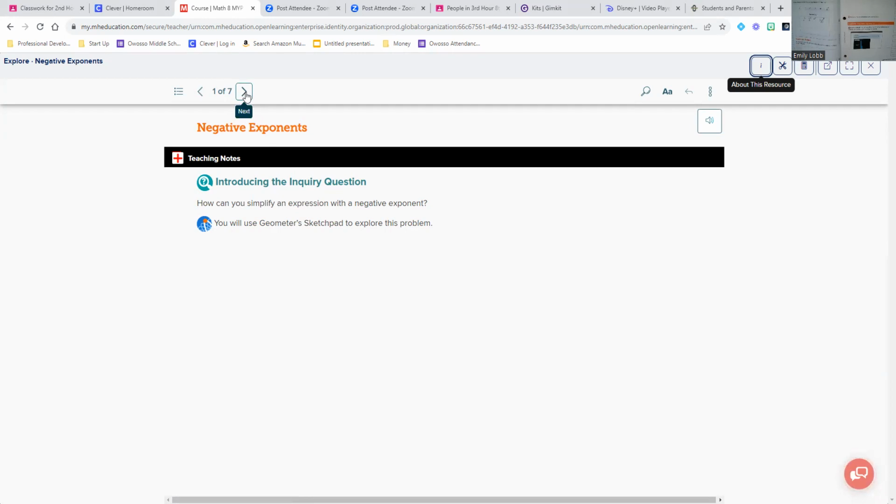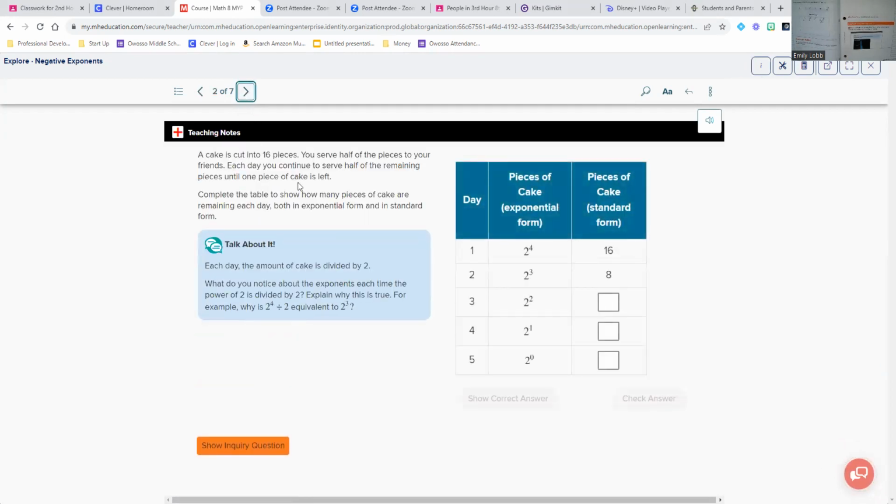We'll see. Negative exponents. So how can you simplify a base with a negative exponent? All right. A cake is cut into 16 pieces. You serve half of the pieces to your friends. Each day you continue to serve half of the remaining pieces until one piece of cake is left. Complete the table to show how many pieces of cake are remaining each day, both in exponential form and in standard form. All right, standard form just means it's the number.